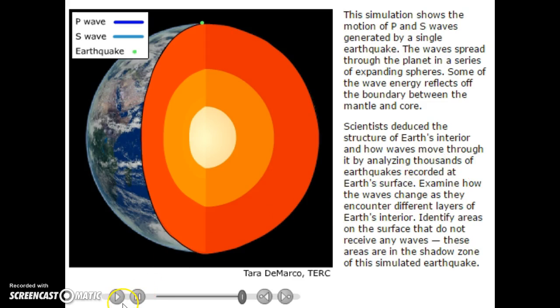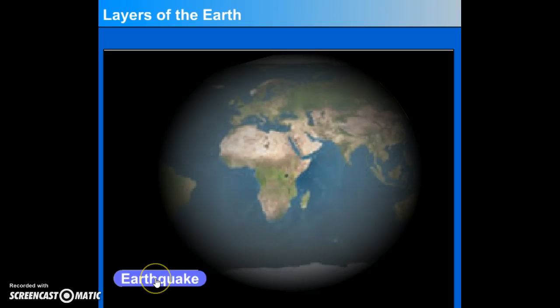Examine how the waves change as they encounter different layers of the Earth's interior. Identify areas on the surface that do not receive any waves. These areas are in the shadow zone of the simulated earthquake. So here's another animation that I can show you.